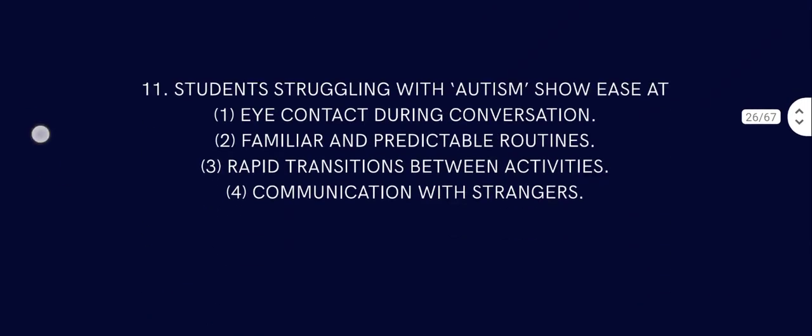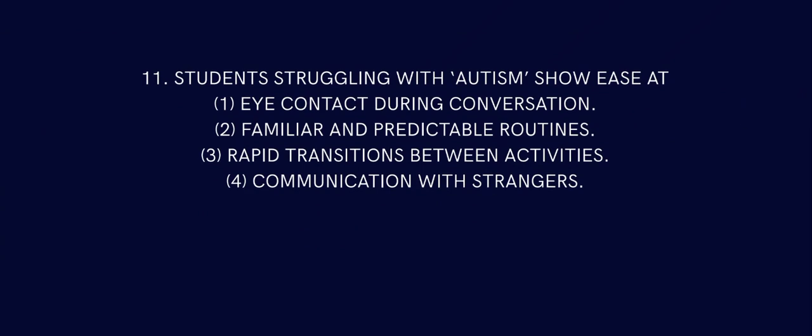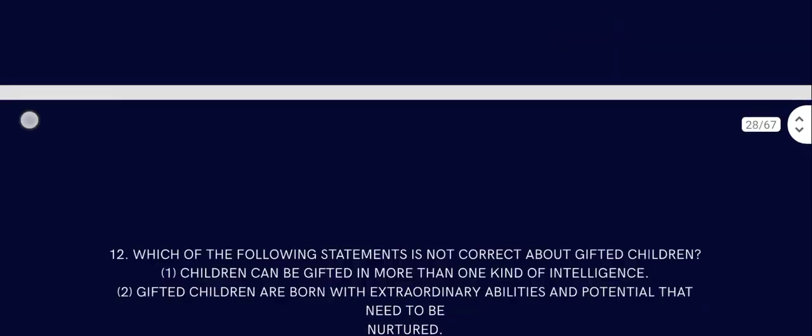Yes. Question number 11. A student struggling with autism shows ease at eye contact during conversation. Not really, that's not correct. Familiar and predictable routines. Yes, that is correct. They are really at ease with familiar and predictable routines. Unpredictable things are hard for them. Rapid transition between activities. Not really, that's tough for them. Communication with strangers, that's also hard. So the answer is familiar and predictable routines.